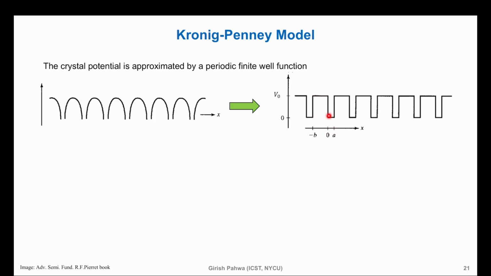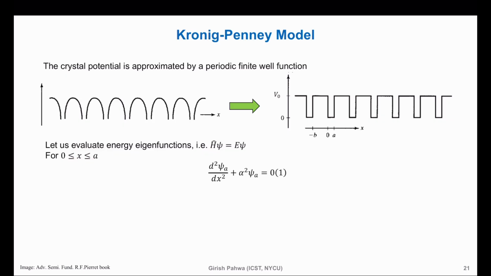So let's write the time independent Schrodinger equation for both of these regions. Why are we writing that? Because we want to find the eigenfunctions and energy eigenvalues, and that will give us some idea about how the bands form and all of that. So let's start from H psi equal to E psi, the time independent Schrodinger equation, and let's focus on this first, x lying between 0 and a. My potential is equal to 0 here.